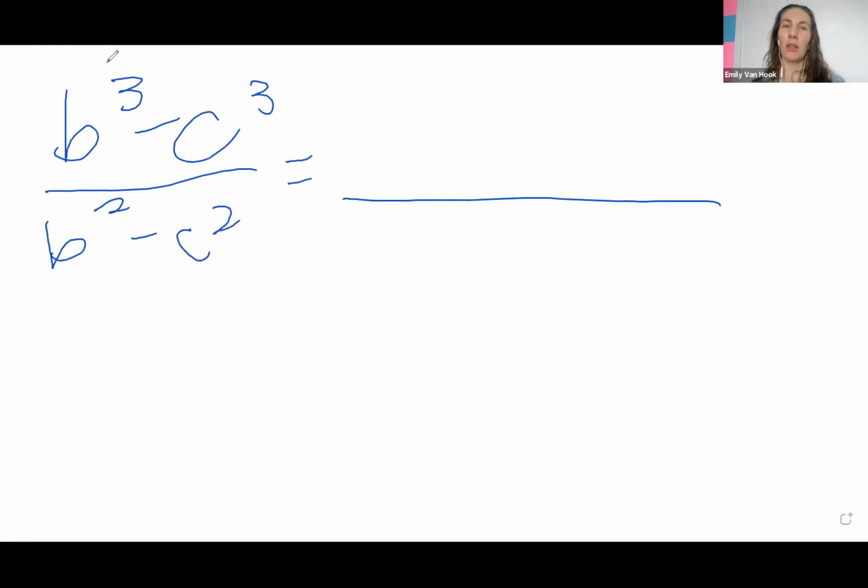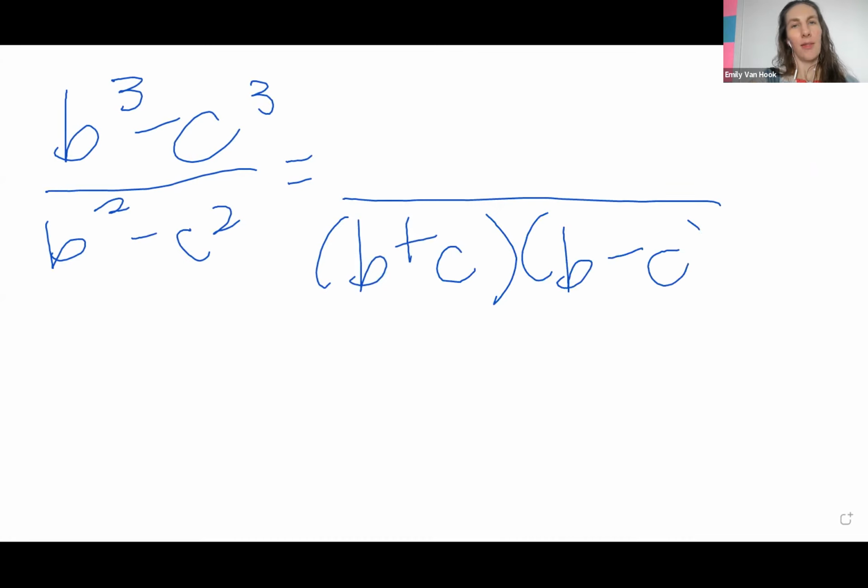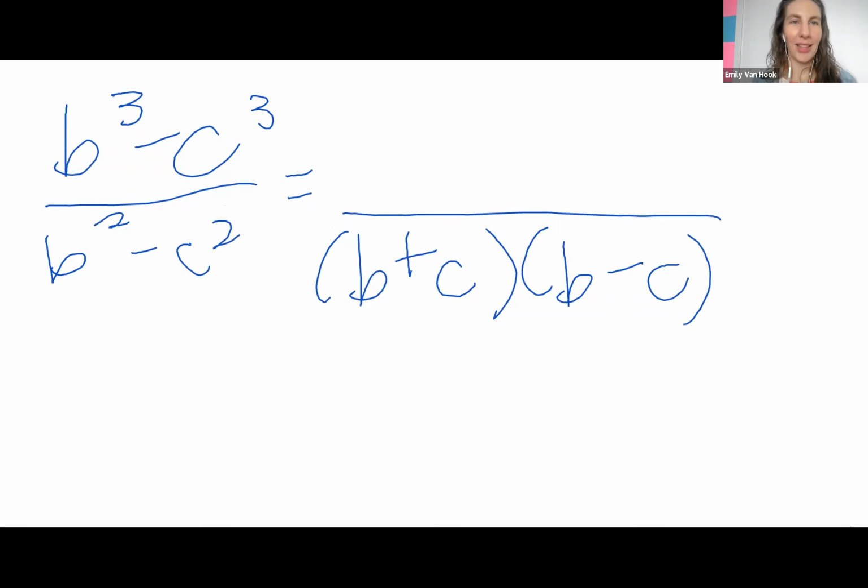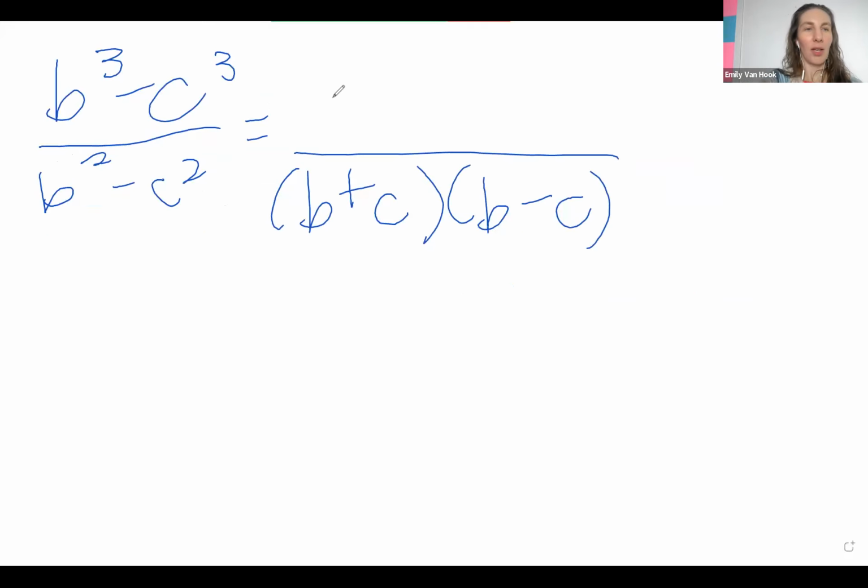Okay, so the denominator may be a little easier. Let's do that one first. That's going to be B plus C, B minus C. Because again, that's the difference of squares. Okay, and then the difference of cubes, maybe you've looked up the formula at this point, but if you haven't, I'll just remind everybody what it is down here.